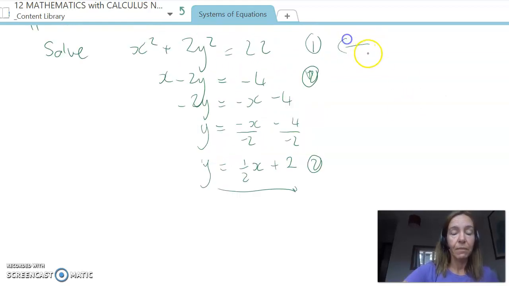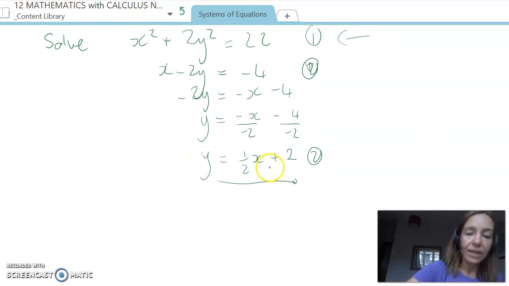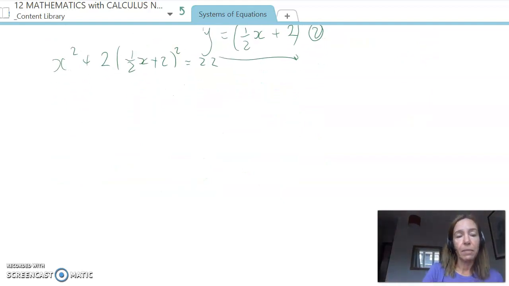this ellipse. So wherever I see a y, I'm going to put this whole thing. X squared plus 2 times a half x plus 2 all squared equals 22. I'm going to substitute that in, and now I'm just going to expand out.